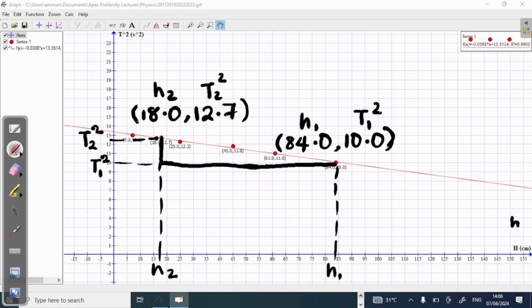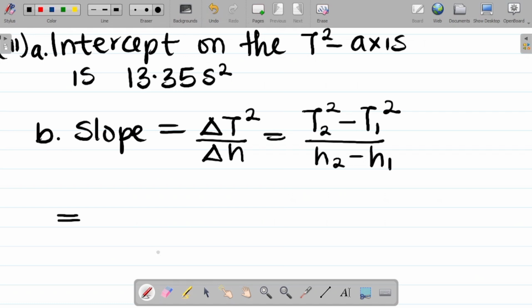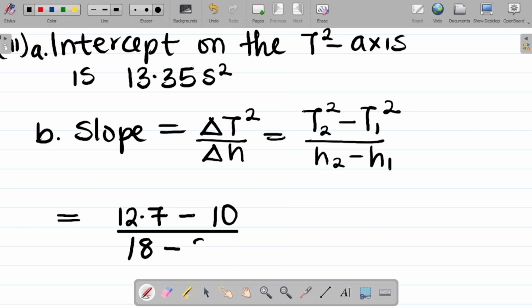All right, so going back to my solving, that means t2 squared becomes 12.7 minus t1 squared becomes 10, divided by h2 becomes 18 minus h1 becomes 84, or 84.0. All right, let's get this solved.